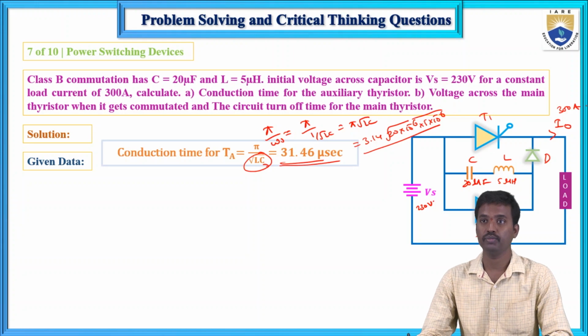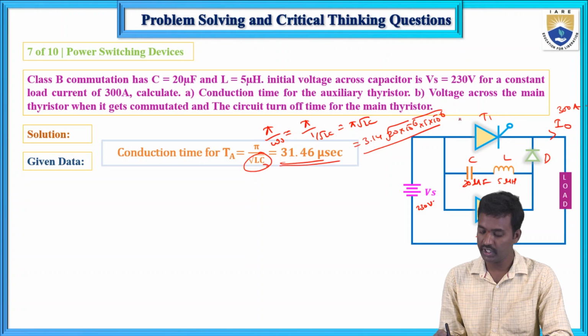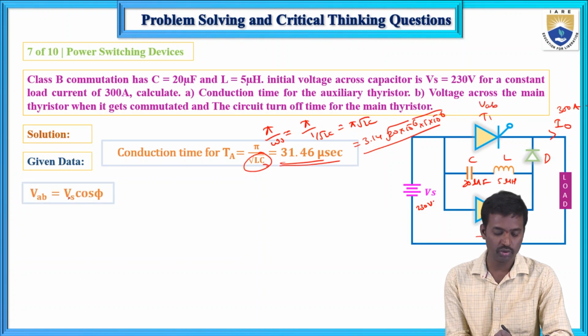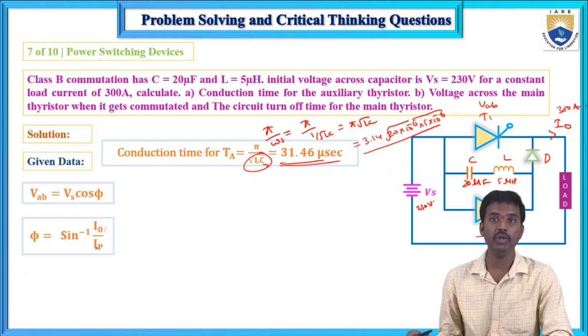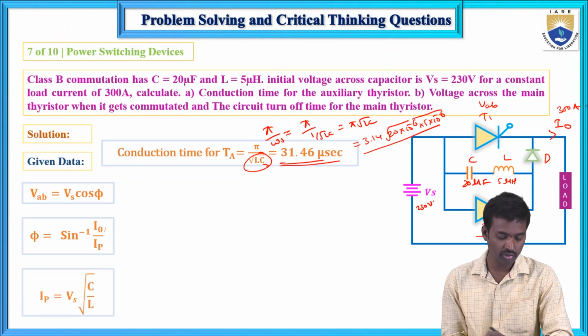So how much time is the auxiliary thyristor on? Now the voltage across the main thyristor. Suppose it is VAB, then VAB equals Vs into cos phi. But how will we calculate this phi? Here it is I naught by IP. I naught is the load current. What about the peak value of current IP? That equals the main thyristor peak value, Vs by square root of L by C.